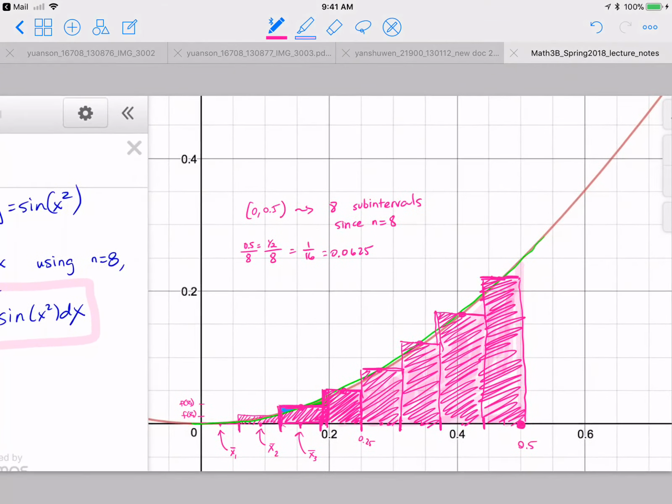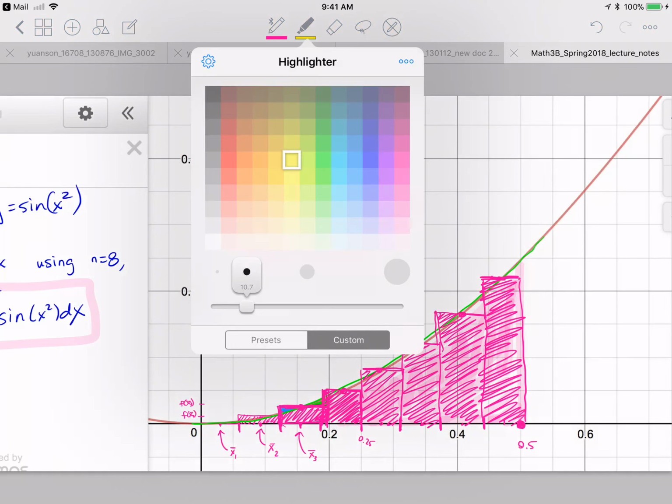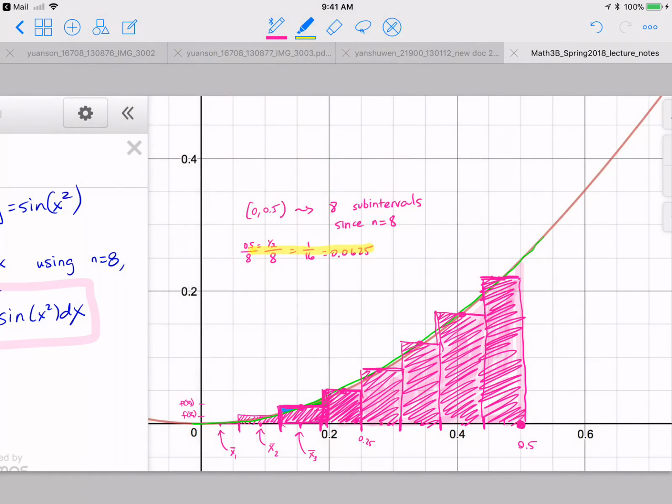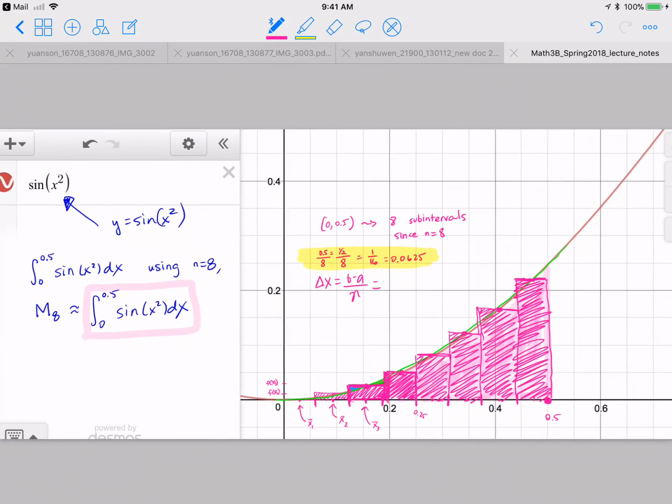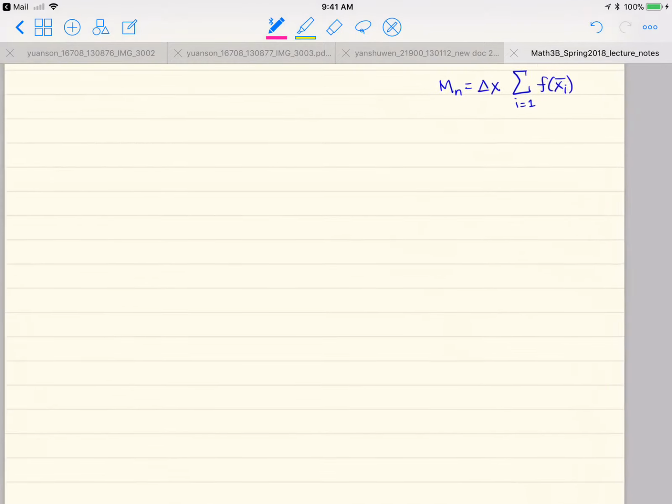Okay, believe it or not, this is just a sketch of what the computations will be doing. Believe it or not, this computation right here is very helpful. This is our delta x, because remember, delta x is equal to b minus a over n. So in our case, b is 0.5. So let's go ahead and move to the next page and formalize this.